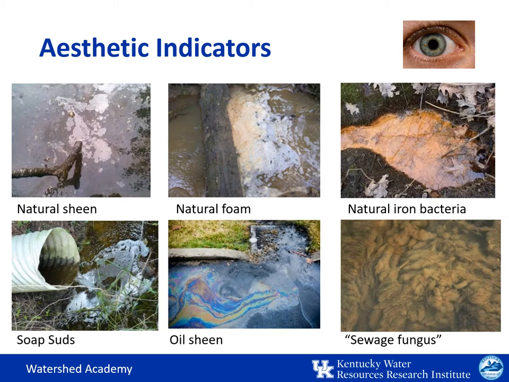On the bottom left, we see soap suds. These are bubbles with iridescent colors that have a fragrance. This may be caused by detergent, gray water, or sewage. That's a sign of pollution. An oil sheen in the middle bottom will have color bands that swirl and stay together when disturbed. This would be caused by pollution from petroleum products. And on the right side, you see sewage fungus. This is an aquatic filamentous bacteria associated with sewage polluted water. So it's natural, but it's a sign of pollution.